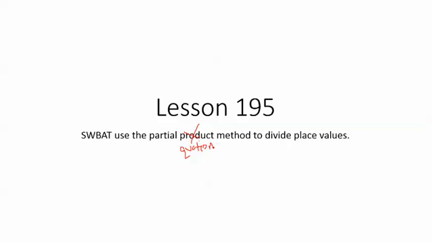to divide place values. And hopefully this makes a lot of sense because, first of all, we practiced dividing just a single place value the day before. But also, students are pretty comfortable with expanded form and using expanded form for the partial product method. And so this is really just the same thing, but with division, right?